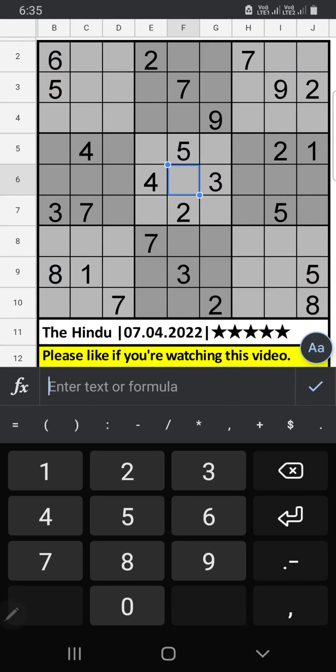Welcome to SkVm Sudoku. I'm going to solve the Hindi newspaper Sudoku puzzle on April 7, 2022, 5-star Sudoku.